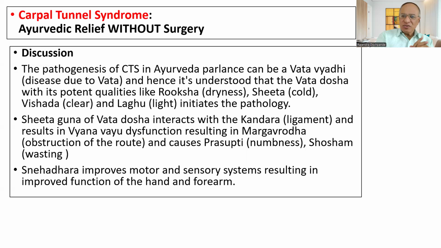The pathogenesis of carpal tunnel syndrome in Ayurveda parlance can be correlated with Vata Vyadhi, that means disease of the Vata imbalance. And hence, it is understood that the Vata dosha, with its potent qualities like Ruksha means dryness, Sheeta means cold, Vishad means clear, Laghu means light, initiates the pathology.